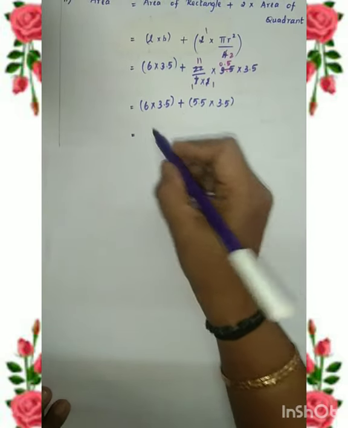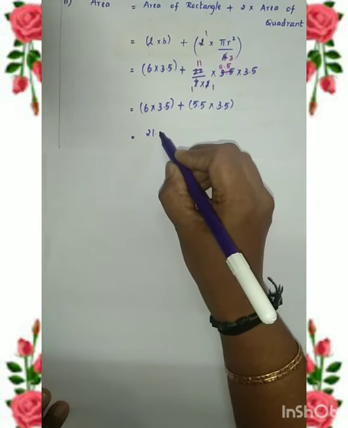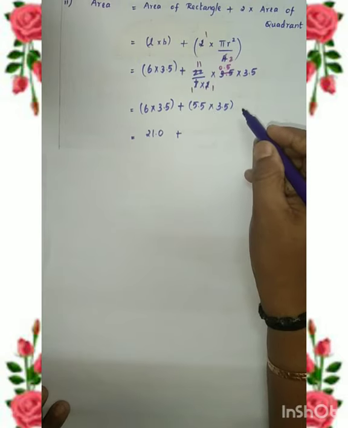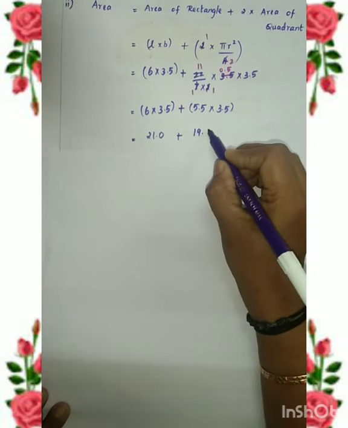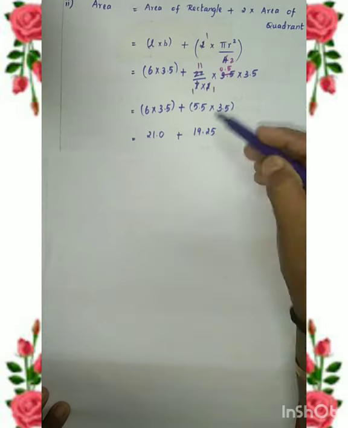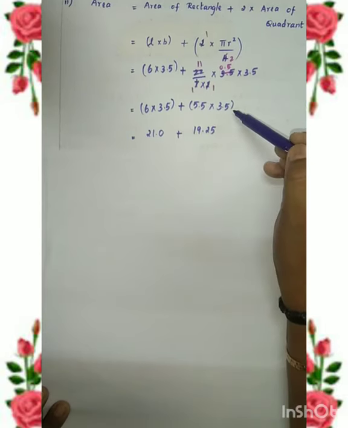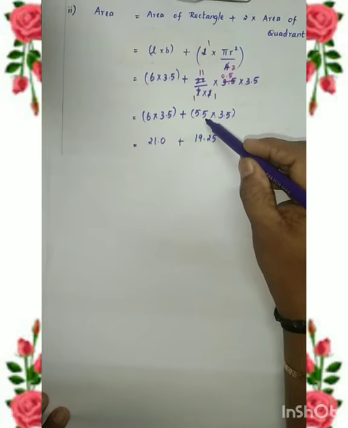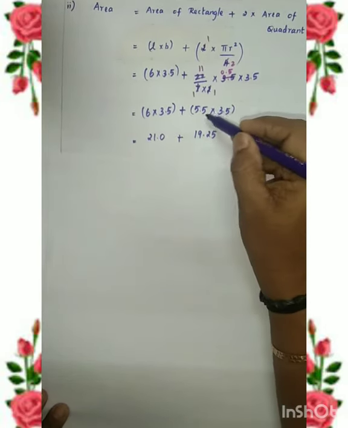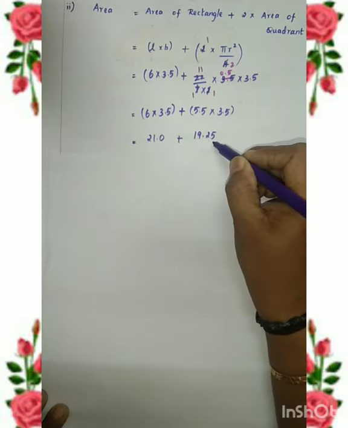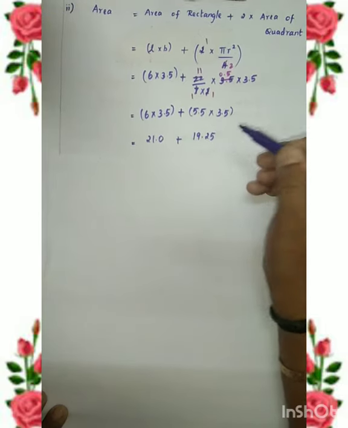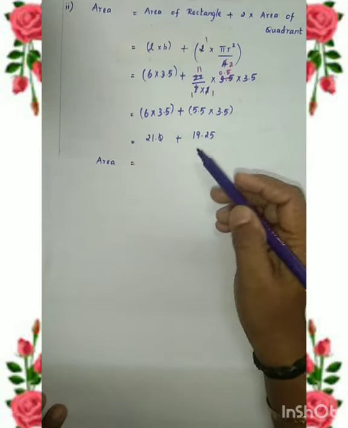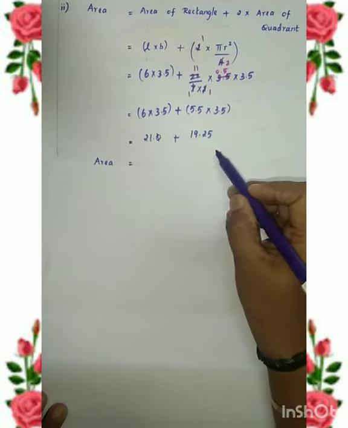6 into 3.5 is 21.0, plus 5.5 into 3.5 is 19.25. After multiplying 55 into 35, we place the decimal point. We have 2 digits after the decimal point, so from the last we leave 2 digits and place the decimal point. Here, after the decimal point, 0 is not valid. So we add 21 plus 19.25.